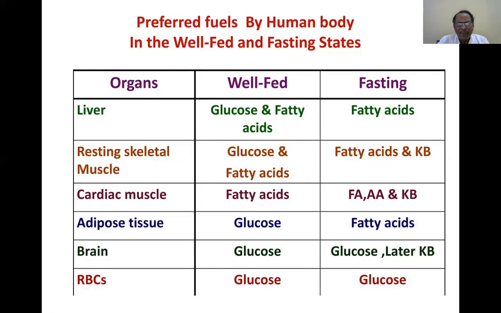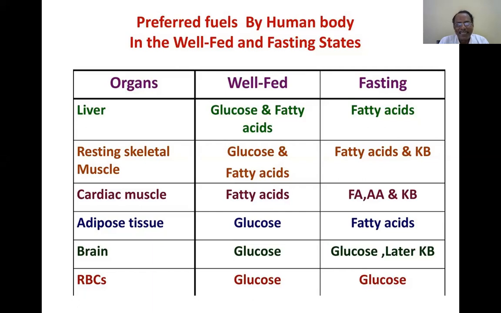In the cardiac muscle, normally in the well-fed state, fatty acids are being utilized, whereas in the fasting state, fatty acids, amino acids, and ketone bodies, all three will be utilized. In the adipose tissue, the glucose is utilized, but in the fasting state, fatty acids are used. In the brain, mainly in the well-fed state, we have seen the bar diagram where glucose only is preferred, whereas in the fasting state, glucose and later ketone bodies.